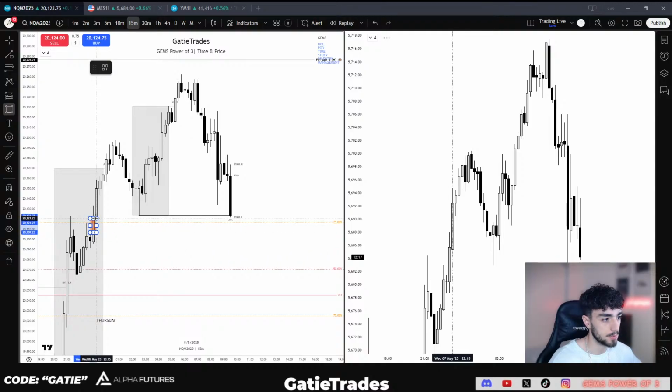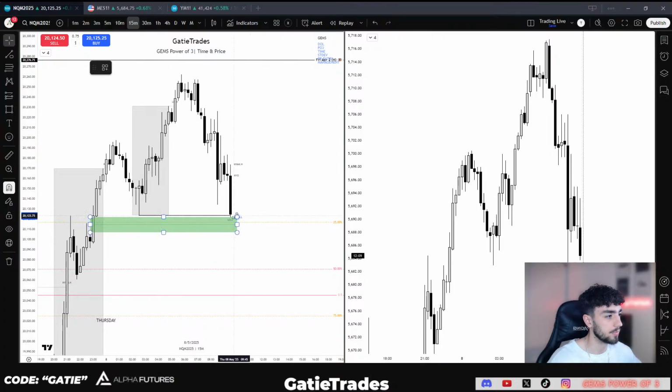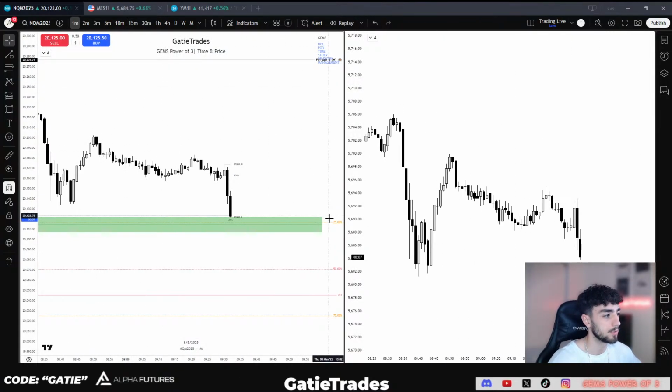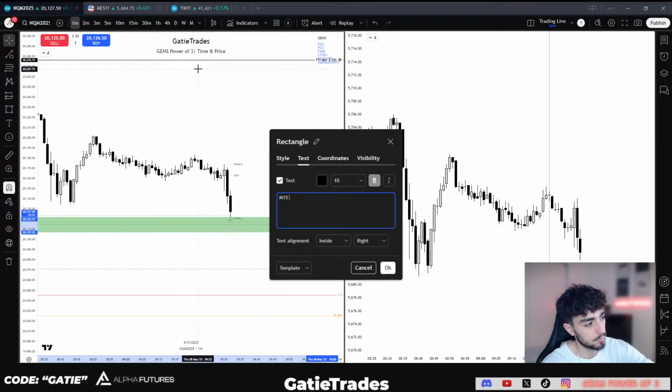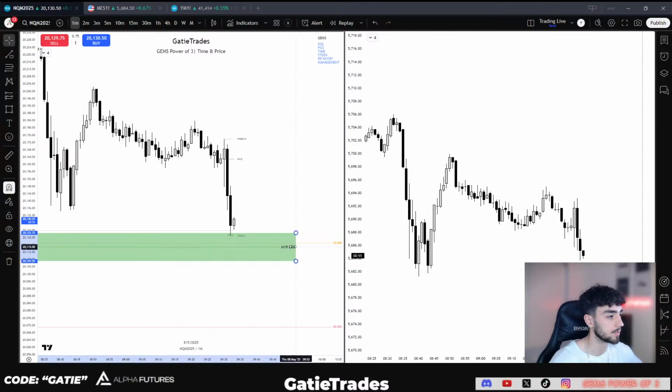I'm going to annotate this 15-minute bullish fair value gap. This one is important to me because it's right below London lows. It's also right at 25% of the opening range gap. So I will annotate this fair value gap and see how price trades into it, see how price reacts, I guess you can say.